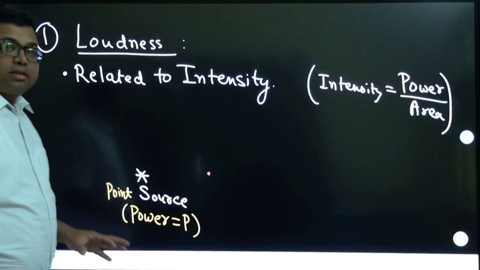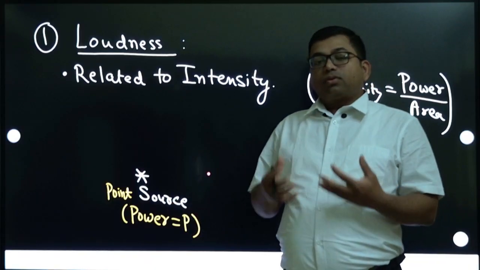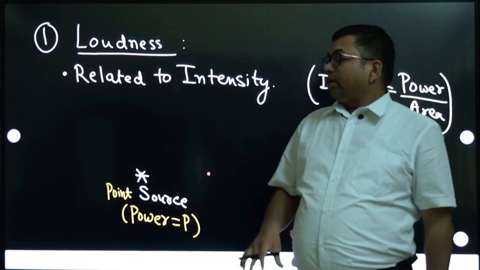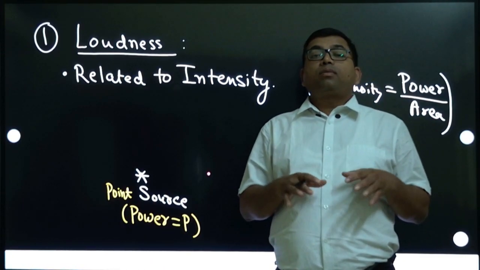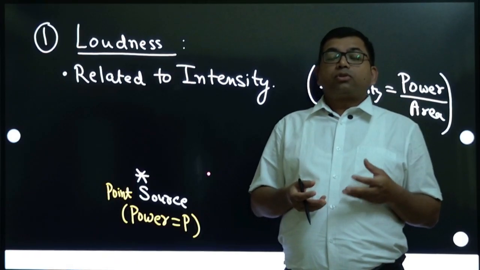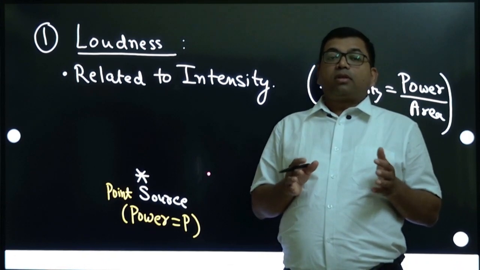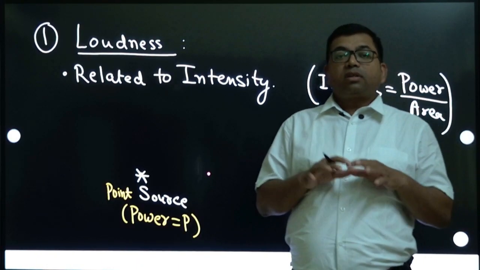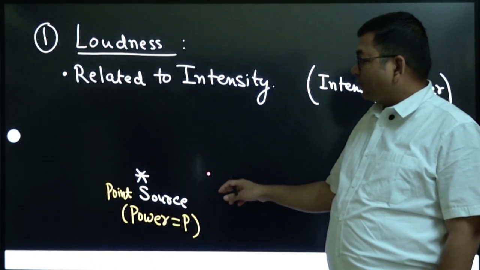To calculate intensity, we need to know that this is a source of power or source of energy. It is emitting energy per second, and energy per second is constant, because any source you take will have a particular power. For example, if you take an electric bulb, it will have a particular power, let us say 1000 watt. 1000 watt means it will emit 1000 joule per second. That will be constant. Generally power is constant.